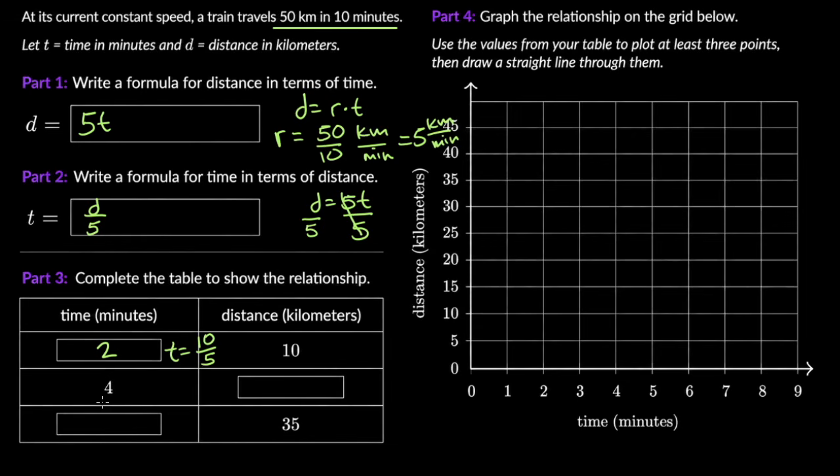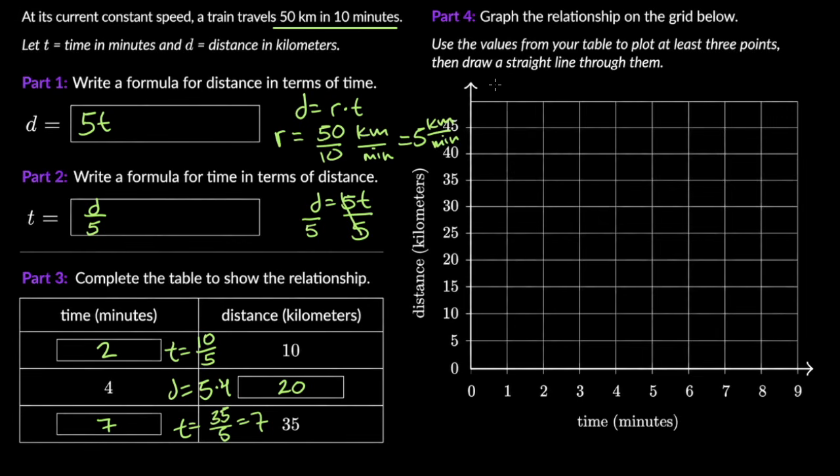All right, the next one. We're given time, we want distance. Here I would use the first formula, where distance is equal to 5 times the time. In this case, 5 times 4 is equal to 20 kilometers. And then last but not least, they give us the distance again and want us to figure out the time. We already know how to solve for time in terms of distance. t is equal to distance, 35, divided by 5, which is equal to 7 minutes.